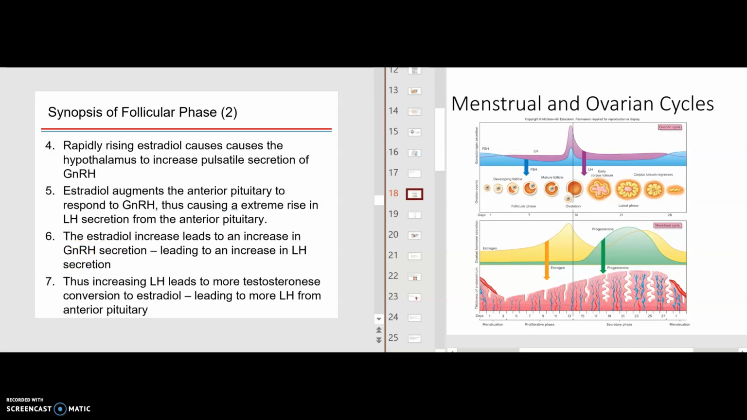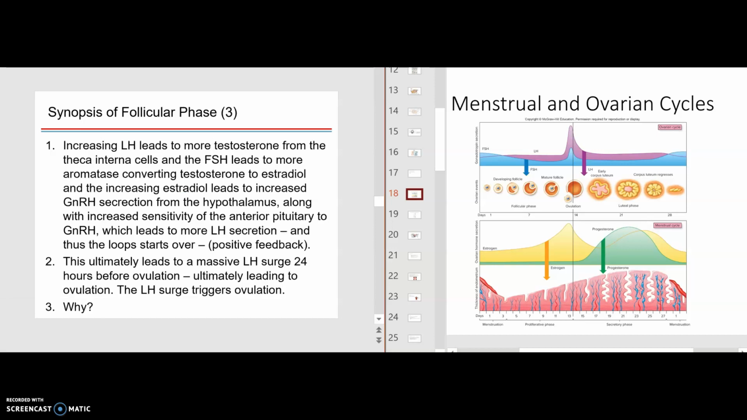Okay, so that's the synopsis. You can go back on your own and look at some of the PowerPoints. Okay, increase in LH leads to more testosterone from the theca interna, and the FSH leads to more aromatase converting testosterone to estradiol, and this causes an increased gonadotrophin releasing hormone from the hypothalamus, along with increased sensitivity of the anterior pituitary to gonadotrophin releasing hormone, which then leads to more LH secretion. And so with positive feedback, the loop starts.